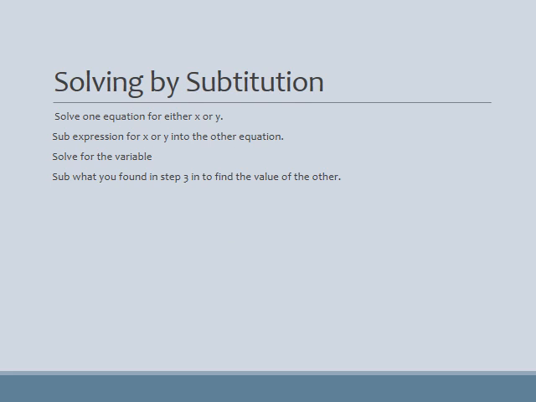All right, so here are those steps again. The first thing we want to do, if it's not already done, is we want to solve one equation for either x or y. Second thing is we want to sub our expression for x or y that we got in step 1 into our other equation, and we want to solve for our variable. Once we've solved for one of the variables, we're going to put that value into any of the equations and get the other variable. So the directions are kind of, I think, something you have to see in order to understand.